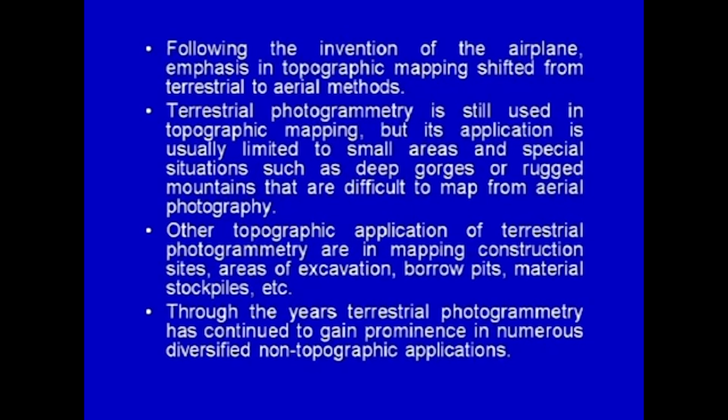Terrestrial photogrammetry is still used in topographic mapping, but its application is usually limited to a small area and special situations such as deep gorges or rugged mountains that are difficult to map from aerial photography. Other topographic applications of terrestrial photogrammetry are in mapping construction sites, areas of excavation, borrow pits, material stockpiles, etc. Through the years, terrestrial photogrammetry has continued to gain prominence in numerous diversified non-topographic applications.